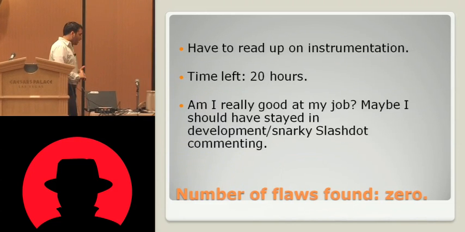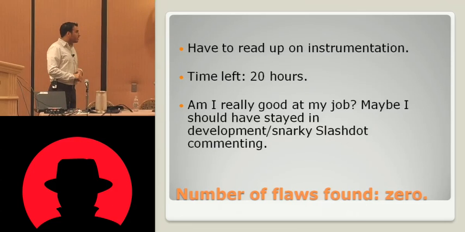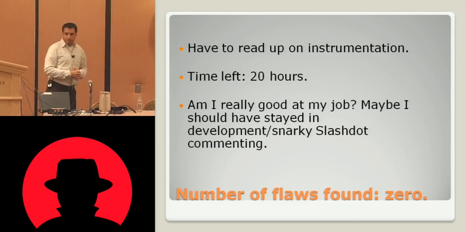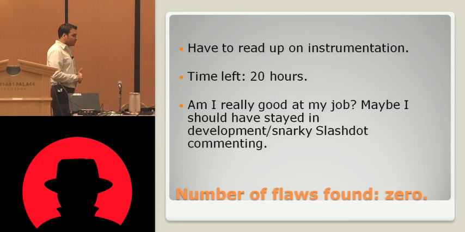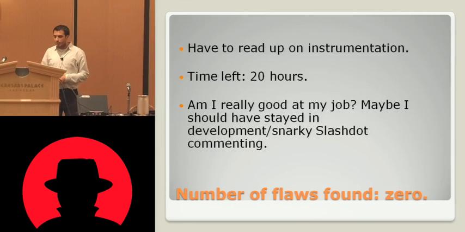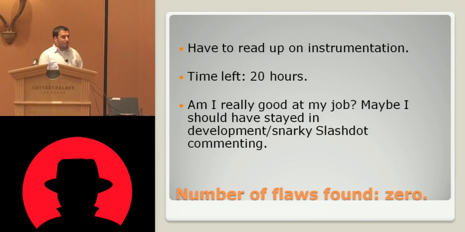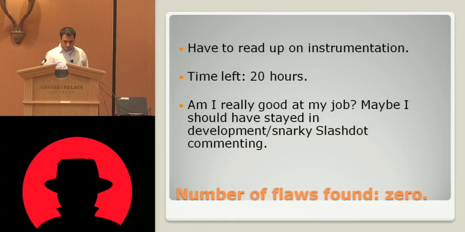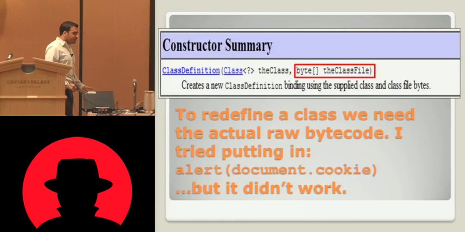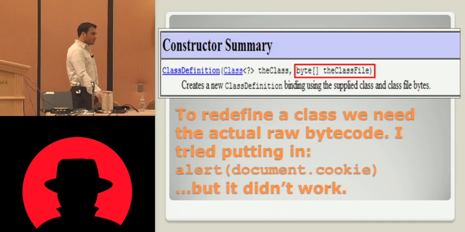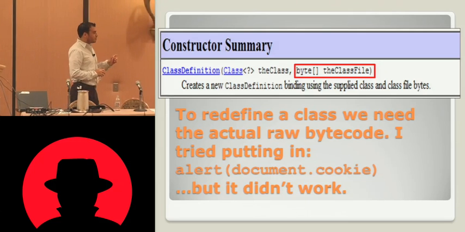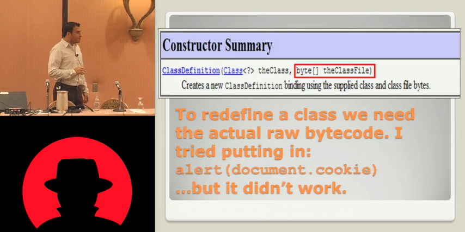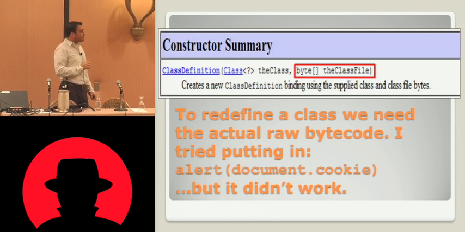All right, so instrumentation is not an easy subject, and it took a lot to understand what was happening, to understand how to use it, and to do what I wanted to do. But it took a lot of time, right? And time is the one thing we really don't have in a typical assessment. To actually redefine a class in Java to put in our calls, we need to work with the bytecode. I tried putting in alert document.cookie, and that didn't do anything. Turns out that's not valid Java bytecode. So clearly we needed to work a little bit harder.